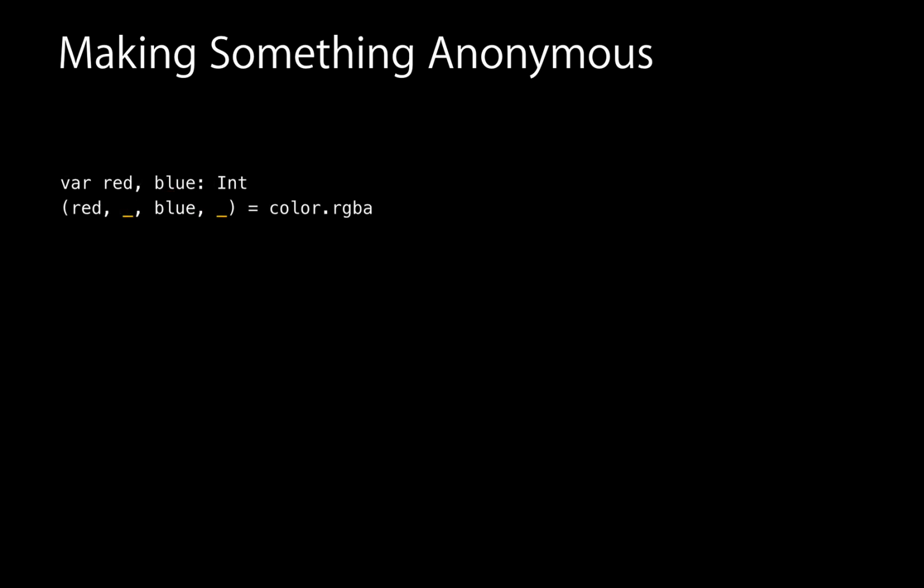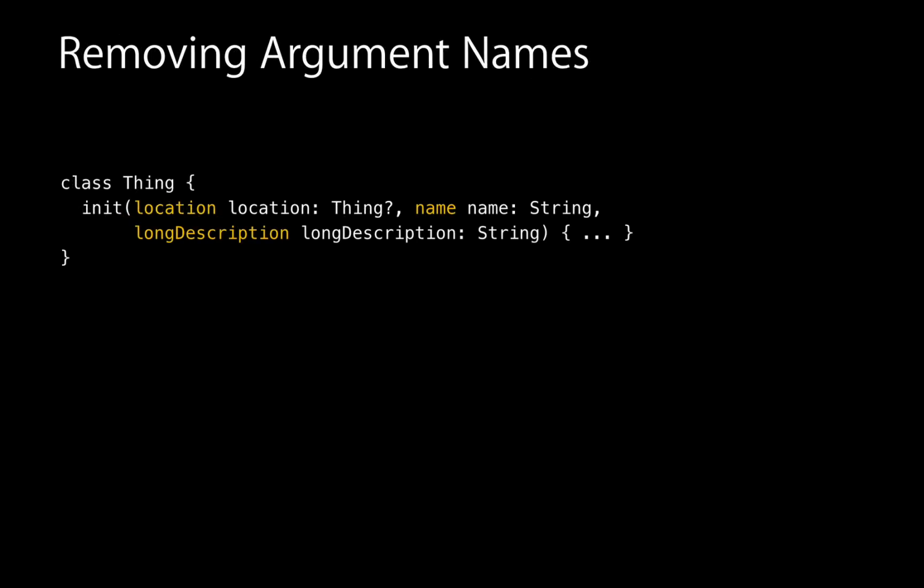And that's not just in initializations. I can even assign it as a sort of value sink. So if I have a color, I can break it down into its color components. But in this case, I only care about the red and blue components, not the green and the alpha. So I just assign the green and alpha components to underscore, which just immediately drops them.